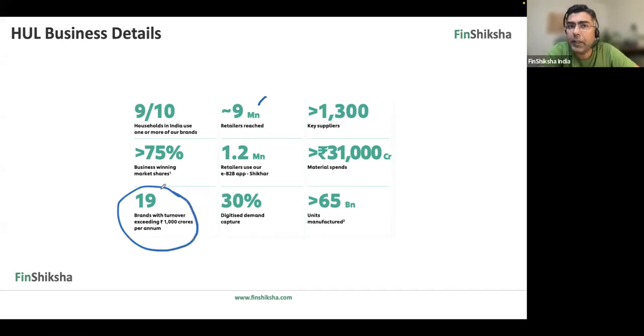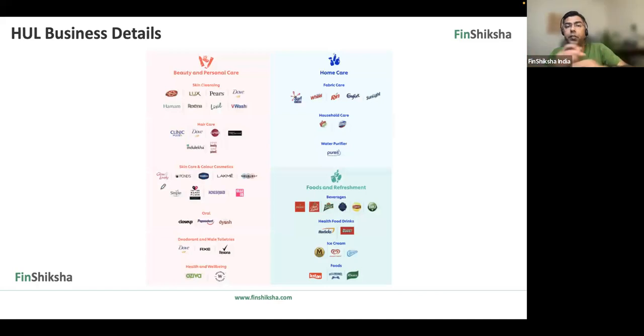So a big player in the FMCG non-discretionary space in India, and 65 billion units manufactured, whatever they do, soap, food, personal care, etc. kind of items. This is their sort of brand details that are there.